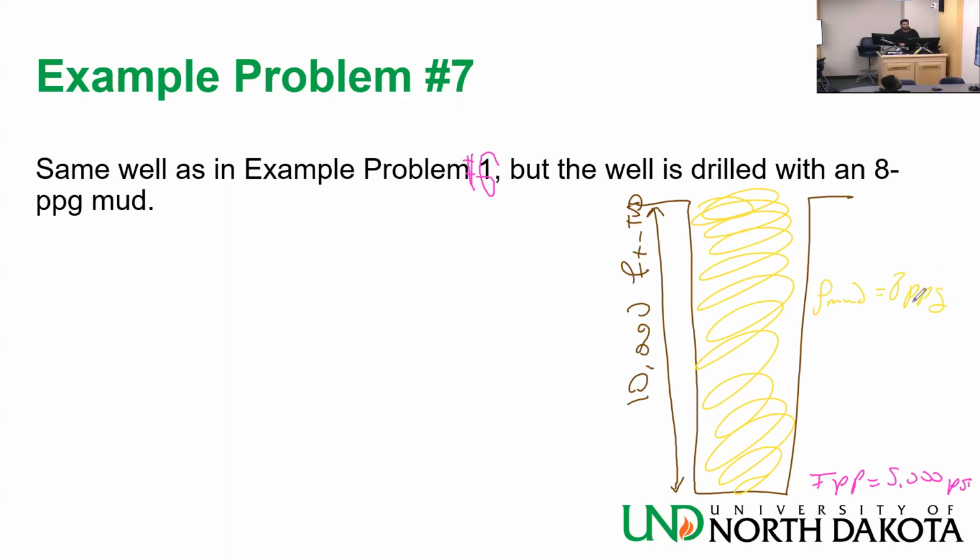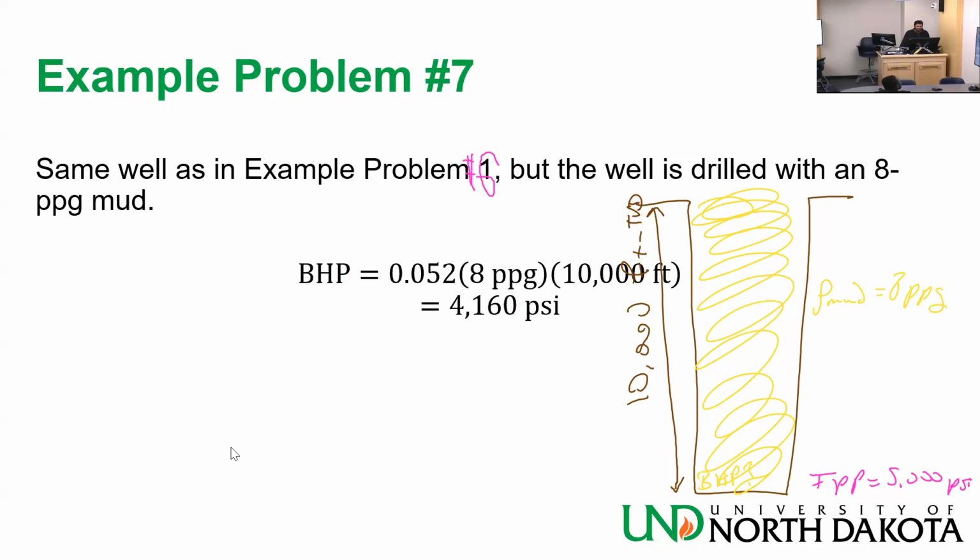Okay, so to calculate the bottom hole pressure here, BHP, it is 0.052 times 8 times 10,000, which is whatever. I think it would be 4,000. It would be smaller than 5,000 for sure. 4,160, if I did it correctly. That means I'm missing 840 psi.